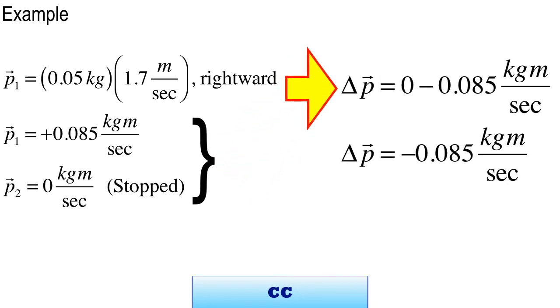So here we go. Delta P is just P2 minus P1. Now P2 is 0, and P1 is 0.085. So I get a negative 0.085 kilogram meters per second here. And now I'm dropping the words leftward and rightward, but I am using a minus sign to signify leftwardness.